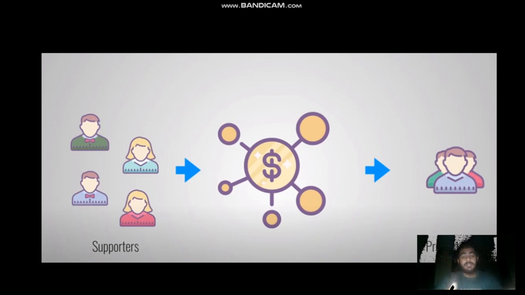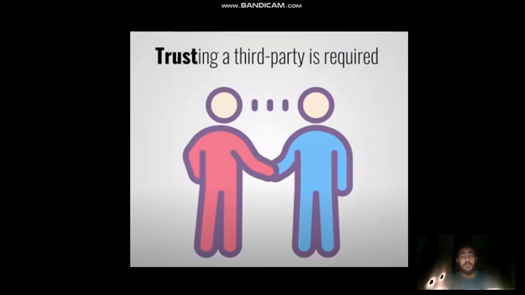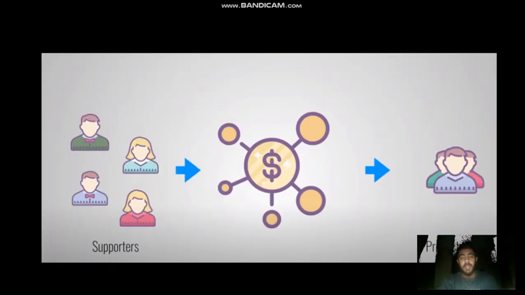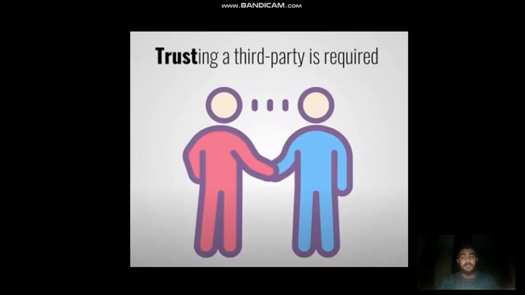In other words, supporters want their money transferred to the product team when the conditions or goals set by the product team are met. Or supporters want their money back, a refund, if the conditions are not met. In this case, it's obvious that both supporters and the product team have to trust Kickstarter with their funds.